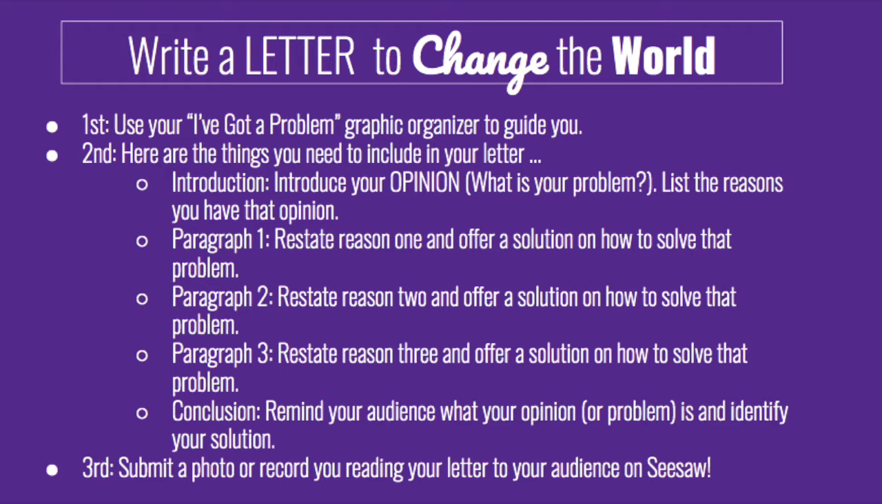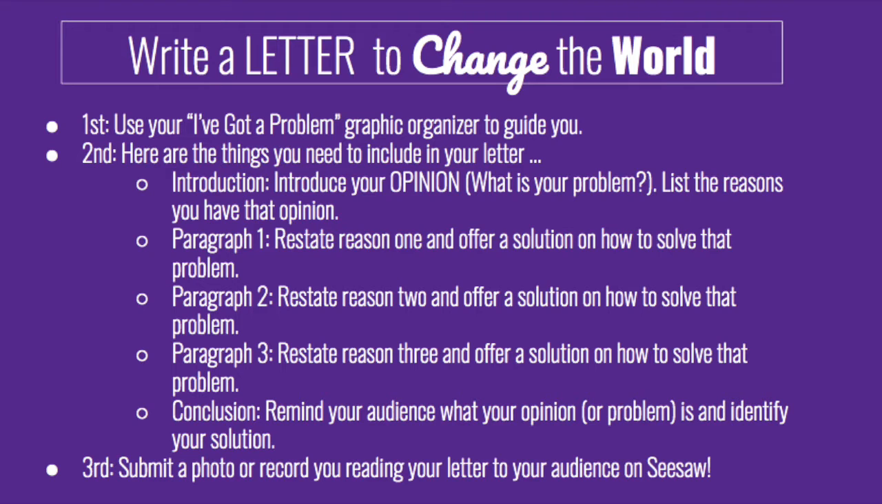So for option 2, you'll be writing a letter to change the world. So you have 3 steps that you need to complete in order to do this project. So step 1 is to use your I've Got a Problem graphic organizer from Monday, and that will guide you through step 2. So in step 2, you're going to write a really short introduction where you state your opinion or you tell what your problem is, and then you quickly list your reasons for having that opinion.